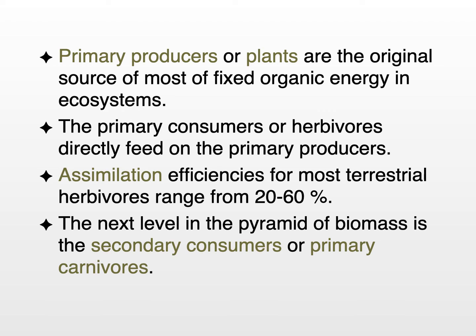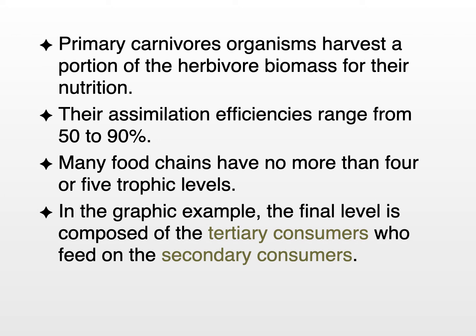The next level in the pyramid of biomass is secondary consumers or primary carnivores. Primary carnivore organisms harvest a portion of the herbivore biomass for their nutrition. And of course, they don't eat all the herbivores. Herbivores are well adapted to not be caught and eaten. The assimilation efficiency of primary carnivores is higher than herbivores, and it ranges from about 50 to 90%. Many food chains have no more than 4 or 5 trophic levels. In the graphic example, the final level is composed of tertiary consumers who feed on secondary consumers.